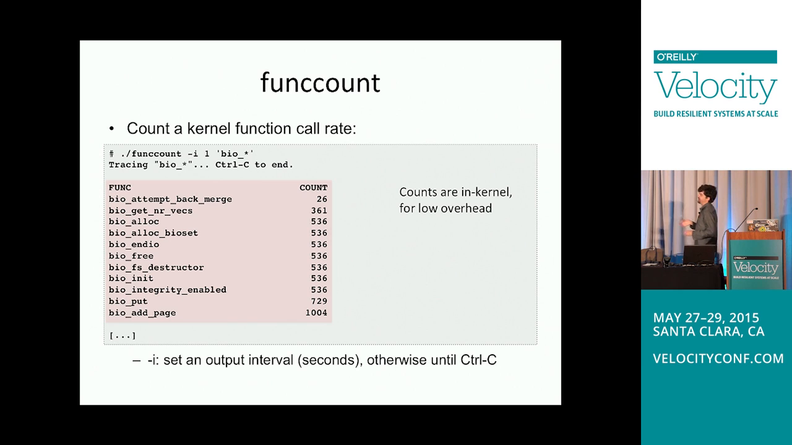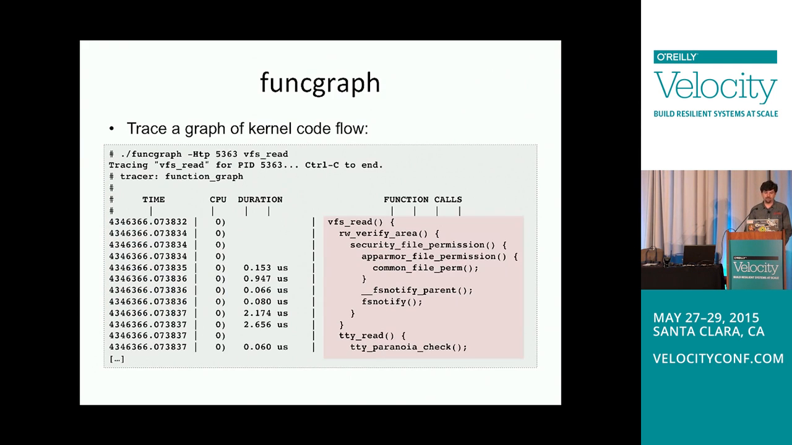funccount is a front end I wrote for another Ftrace capability. This one is doing efficient function counting. So I can say funccount, all kernel functions that start with bio, and print it out every second, interval 1 second. Great way for spelunking into the kernel and figuring out what functions are actually being called. Those counts are done in kernel, so they're cheap.